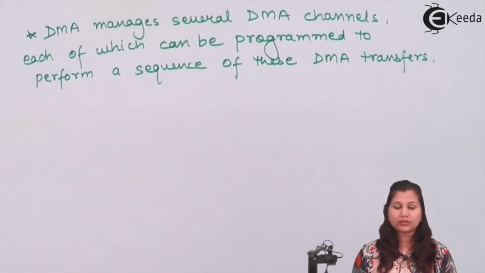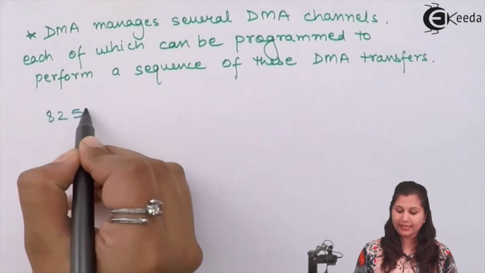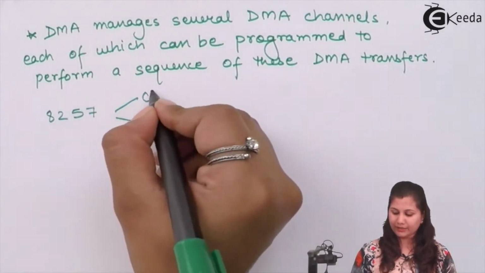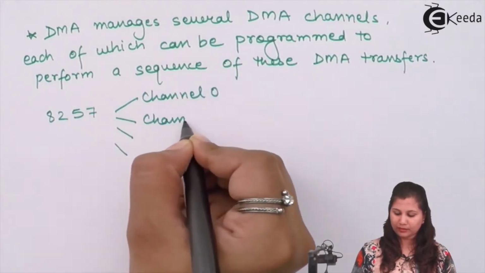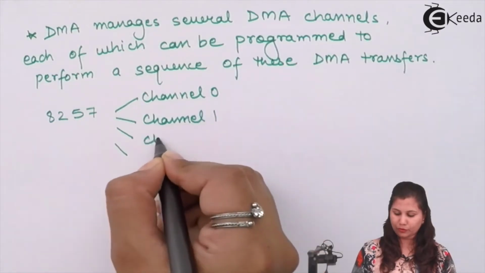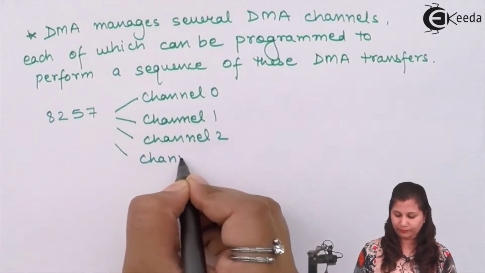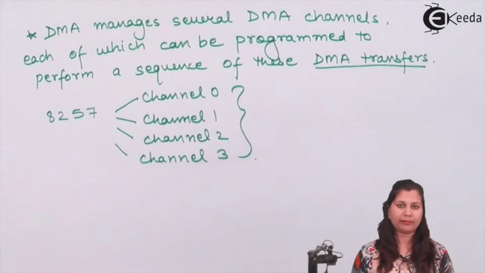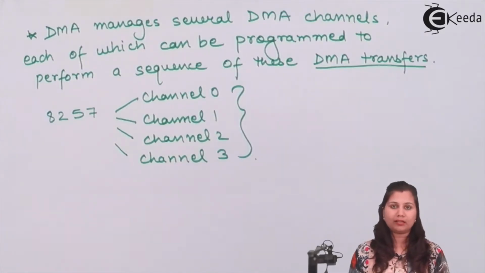Now the direct memory access controller, the 8257 IC, has 4 channels. It has channel 0, channel 1, 2 and 3. So these are the 4 channels through which the various types of DMA transfers or data transfer take place. Now this was an introduction to the DMA controller.